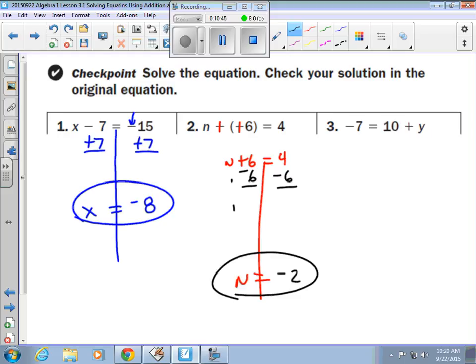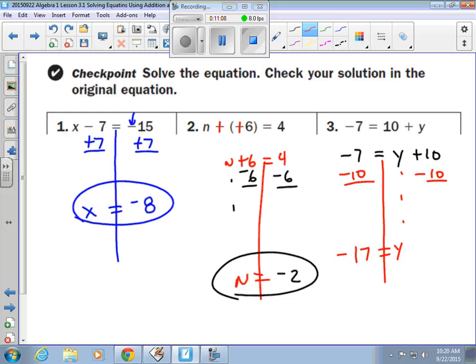10 plus y. Okay, this one's written backwards. If you have to, you can rewrite it. You can use a commutative property and say y plus 10. It's unnecessary, but if you have to see it, that's fine. Balance point is here. Undo minus 10. If you do it there, do it here. Same signs. Negative 10 and negative 7. Add them, you get 17. Negative is their common sign. Y is negative 17.